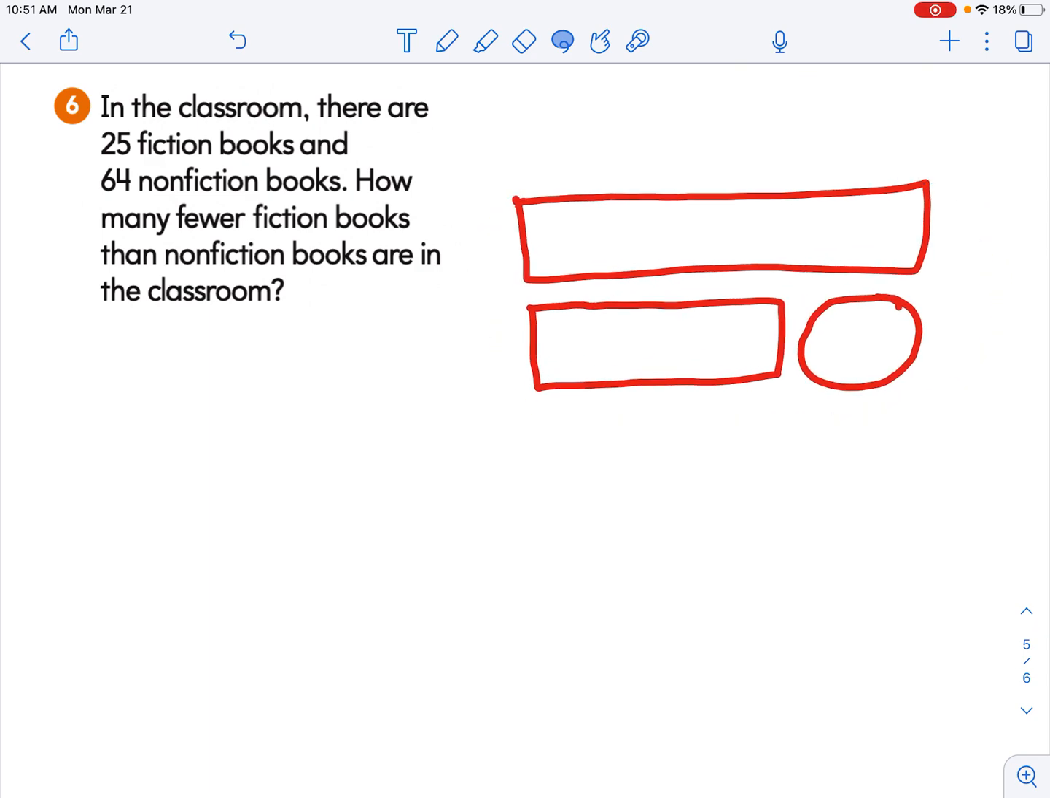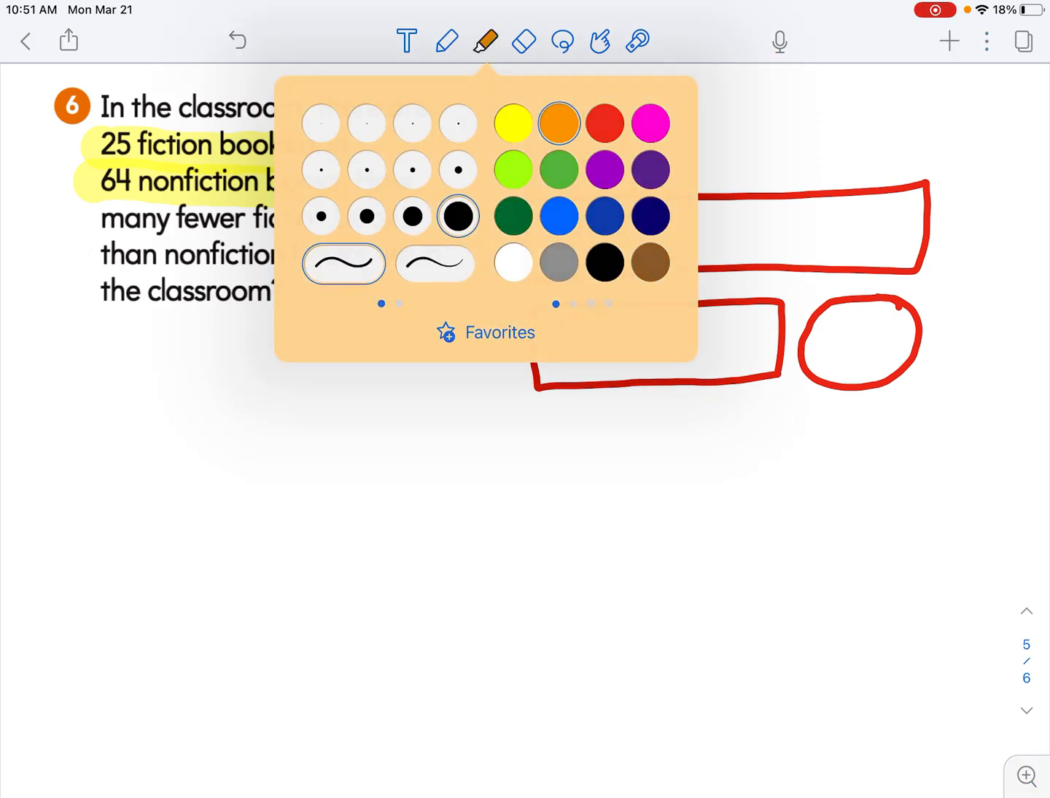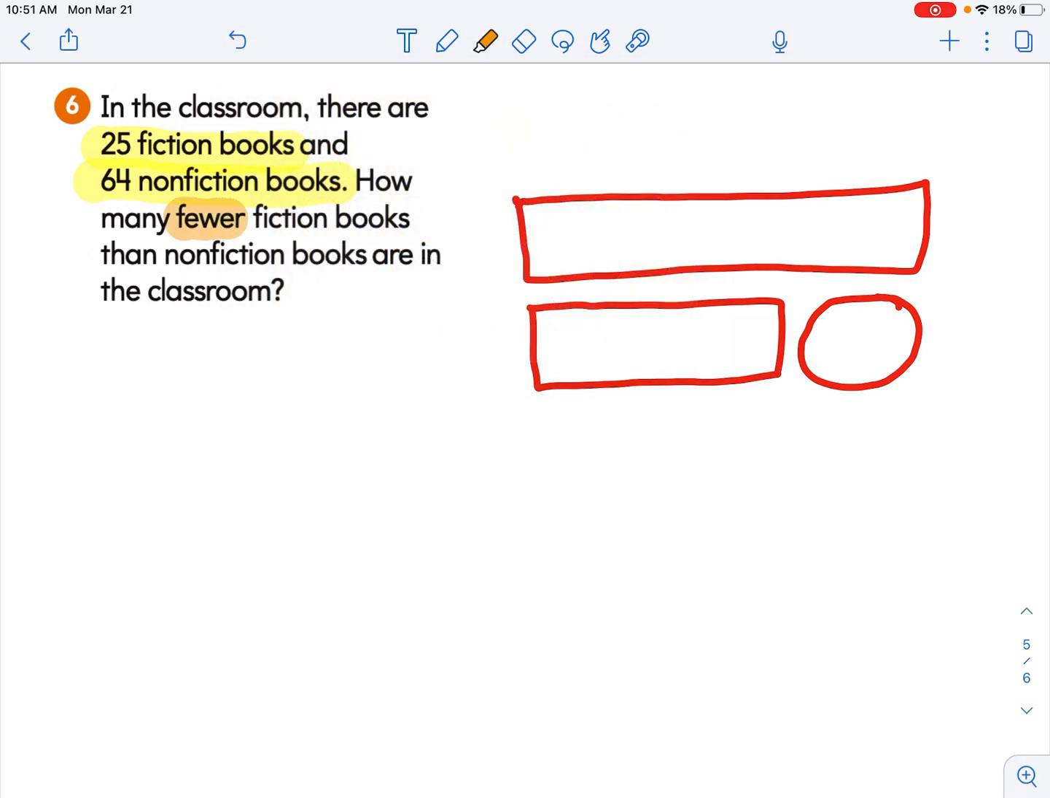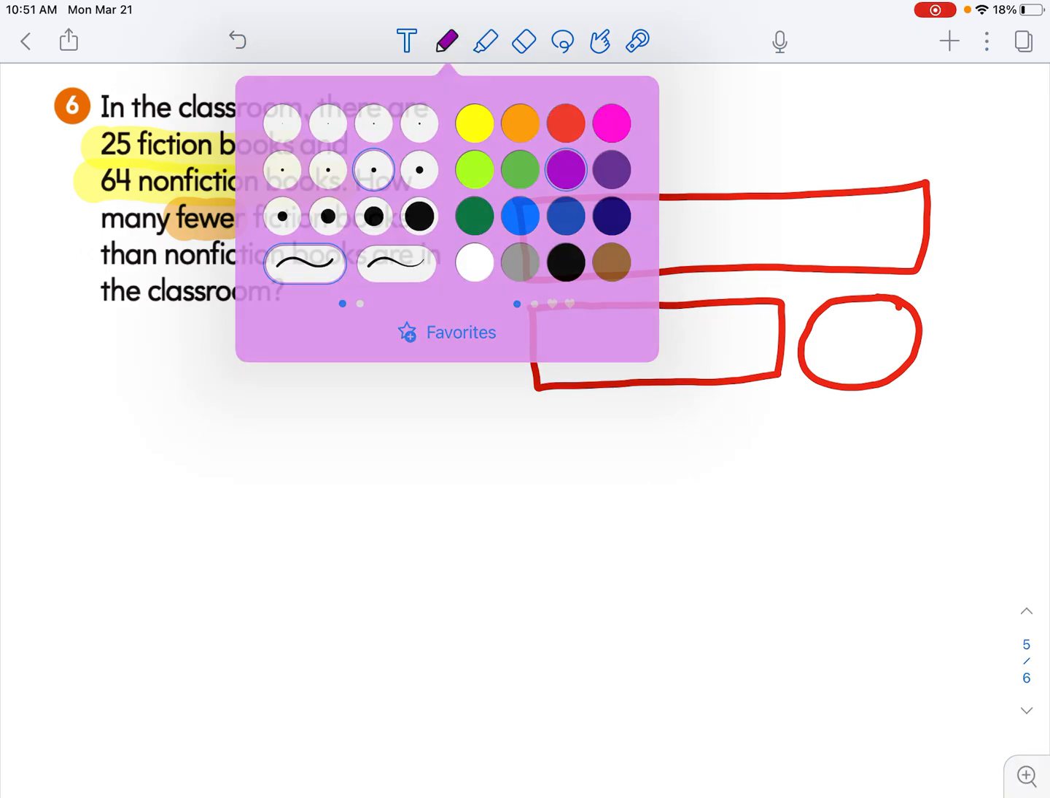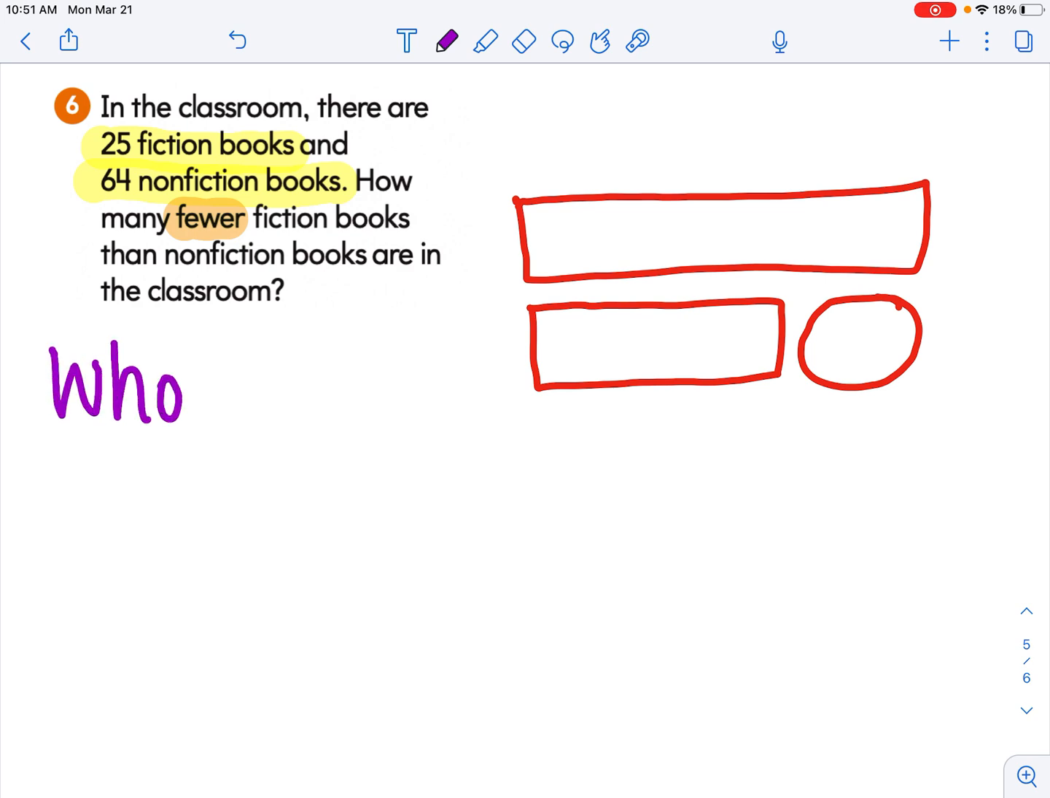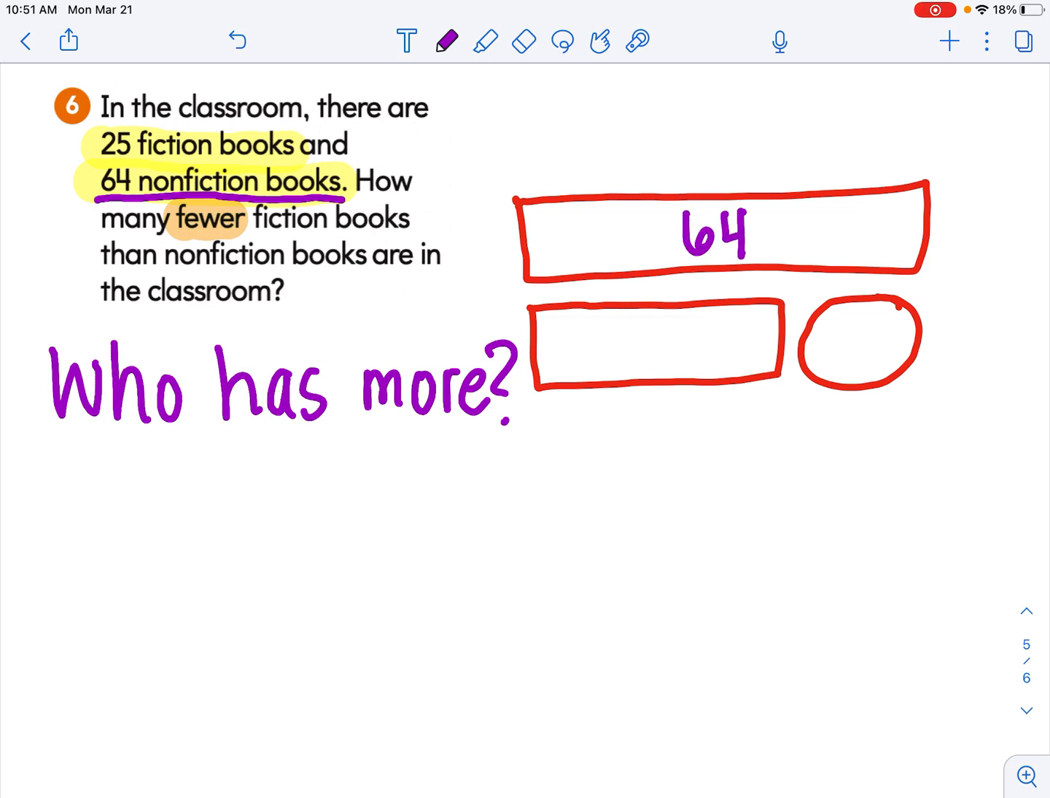So now I can read the story problem. In the classroom, there are 25 fiction books and 64 nonfiction books. How many fewer fiction books than nonfiction books are in the classroom? The first thing I need to identify is who or what has more. That way I know which value to put in the larger rectangle. It looks like 64 nonfiction books is my larger quantity. So I'm going to put 64 in the larger rectangle, and I'm going to put N for nonfiction.